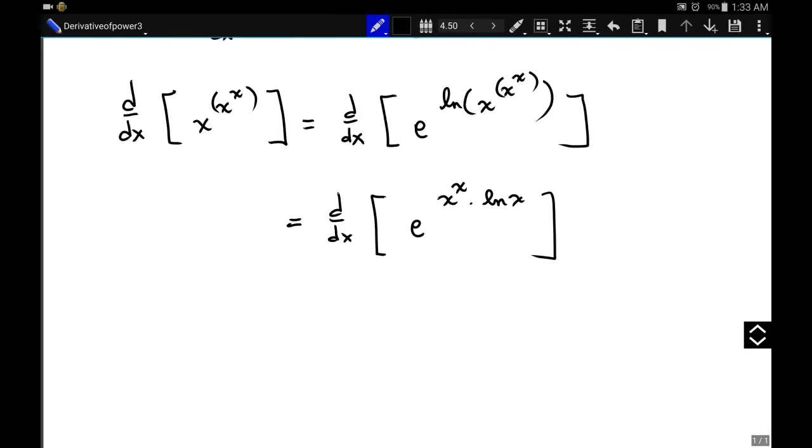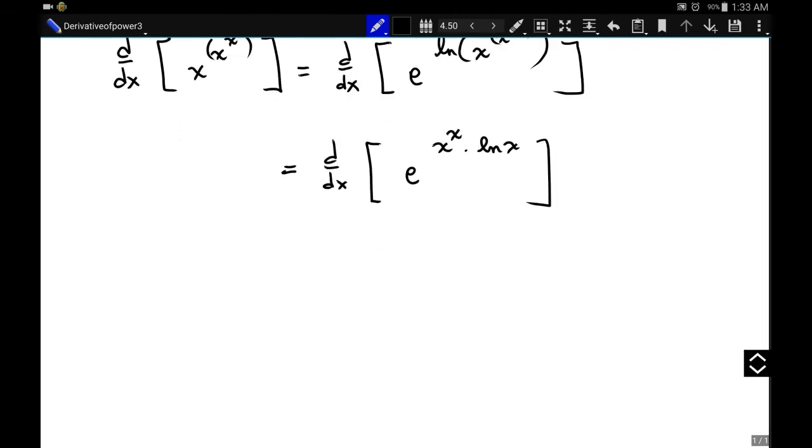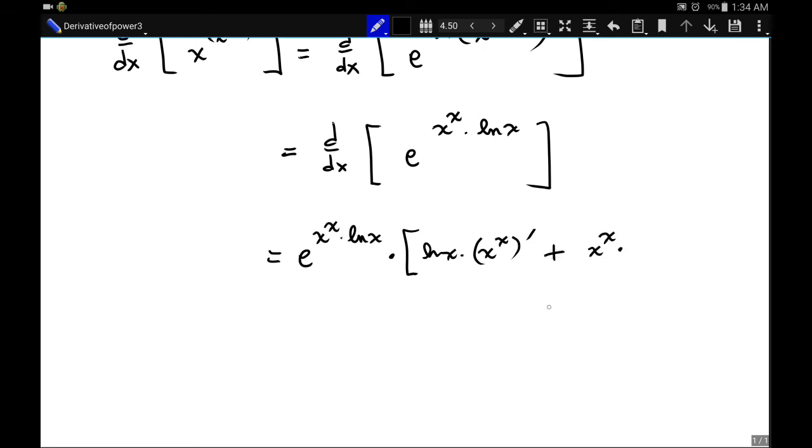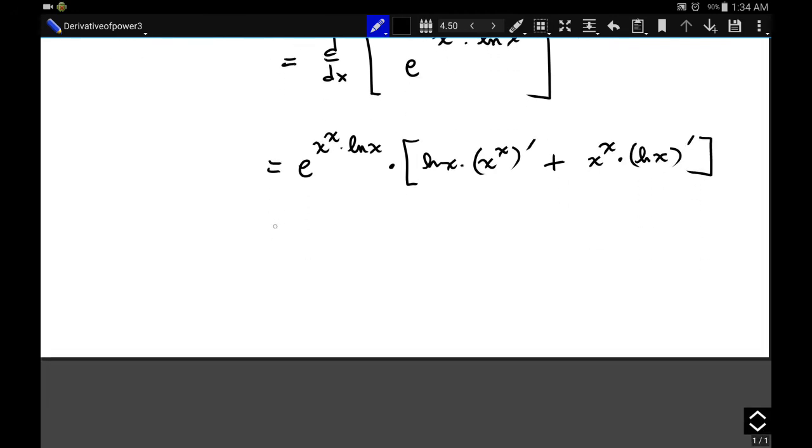Now using the derivative formula for the exponential function e to the g of x, it is itself, e to the x to the x times ln x, times the derivative of this product. It's going to be ln x times the derivative of x to the x, let's write this first, and then plus x to the x times the derivative of ln x. Let's write it that way and then just plug it in.